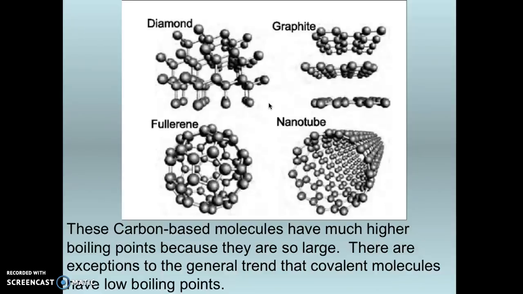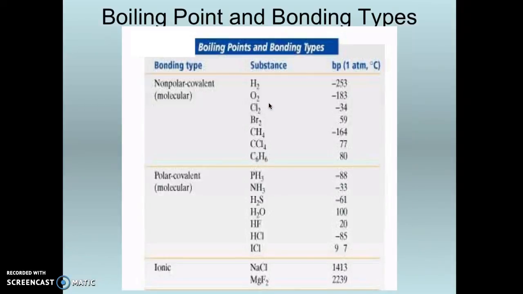So in general, there are exceptions to that general trend that covalent molecules have low boiling points. We're not really going to worry about the exceptions much. We're going to stick with the general rule of thumb, which was listed here, where you have ionic compounds as being the highest, nonpolar covalent compounds as having the lowest boiling point, and the polar covalent somewhere in the middle. Right, so don't worry about the exceptions. I just kind of wanted to point it out that there are some.